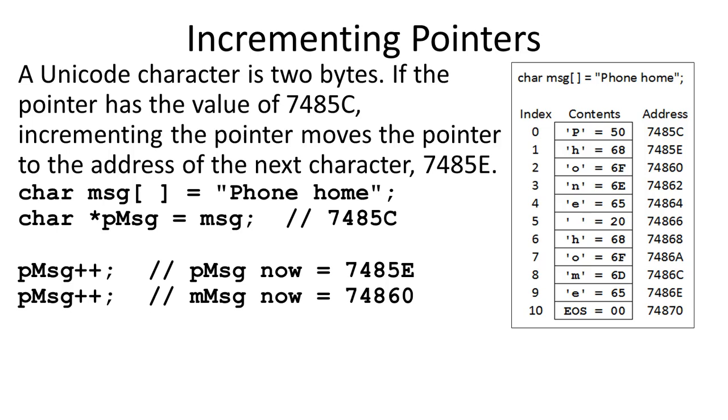Character message array equals, quote, phone home, quote, semicolon. Character star P MSG equals message, semicolon. That gives us 7485C. P MSG plus plus, after the increment, P MSG is 7485E. Again, P MSG plus plus semicolon. Now, after the increment, P MSG is 74860.